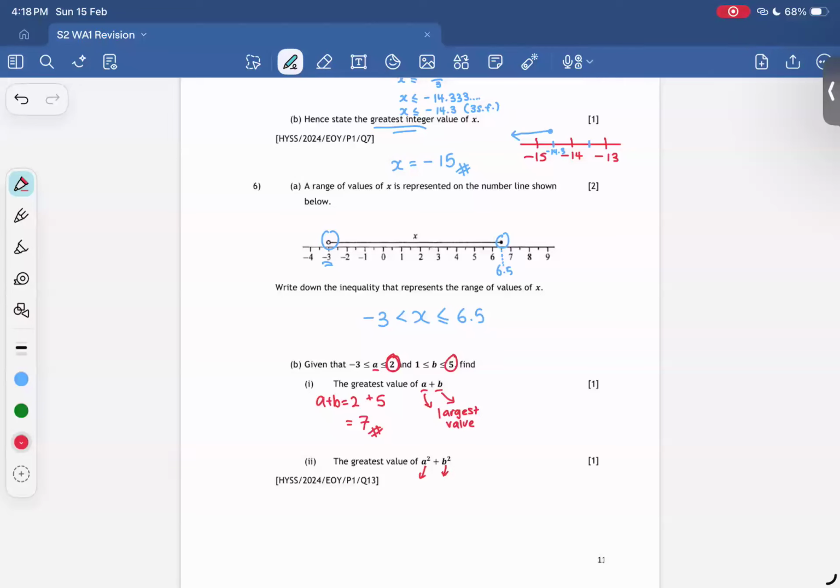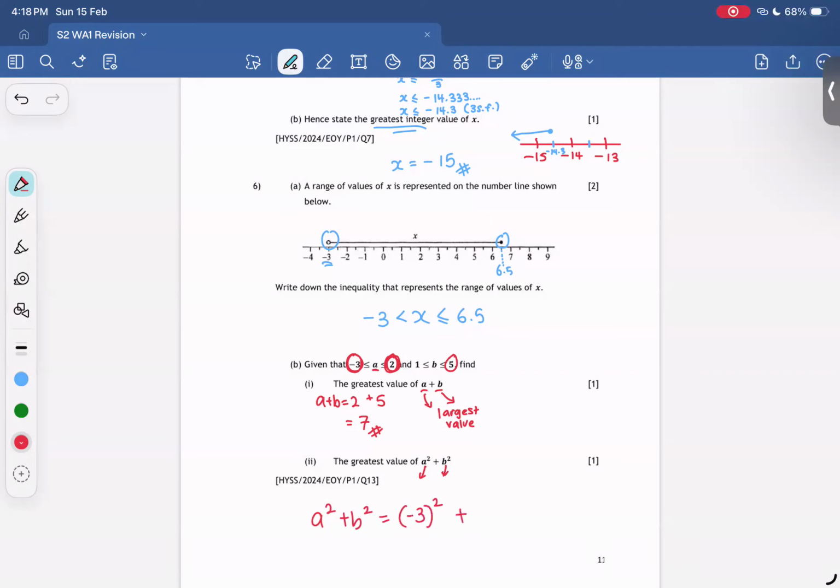So what I need to do here is to double check what value my A can be. So not just 2, I also have to look at the negative 3. So 2 squared, I will get 4. But negative 3 squared, what will I get, guys? I will actually get 9. It will be a larger value. So A squared plus B squared, we can choose negative 3 squared, which equals 9.